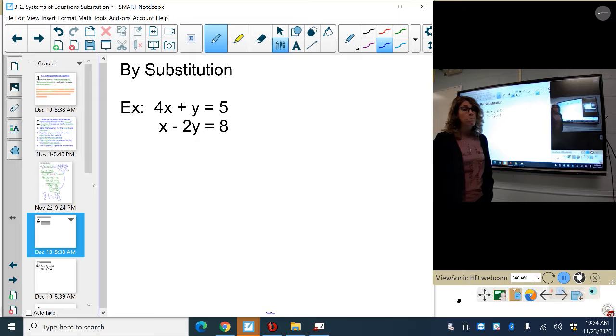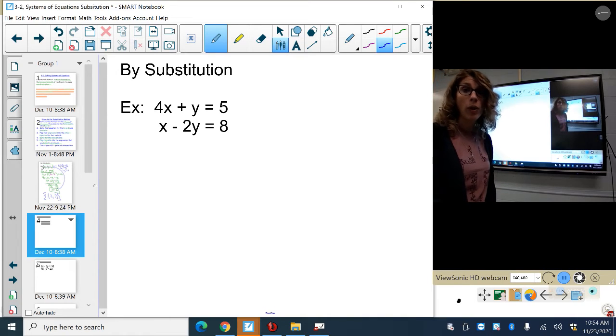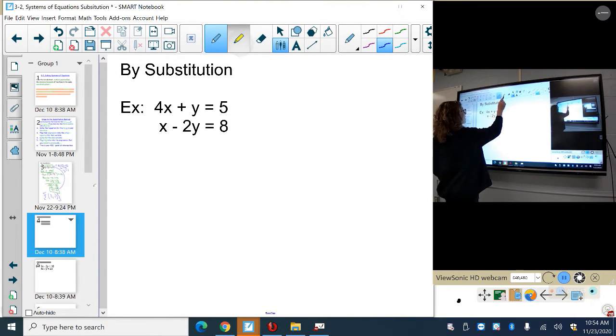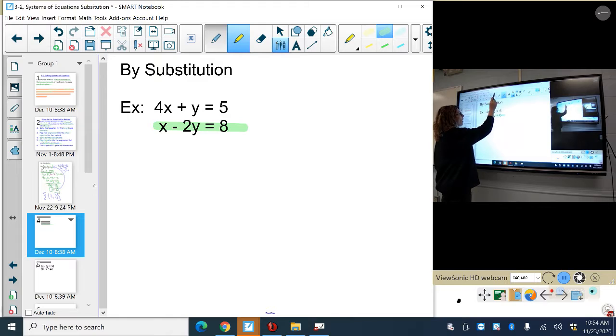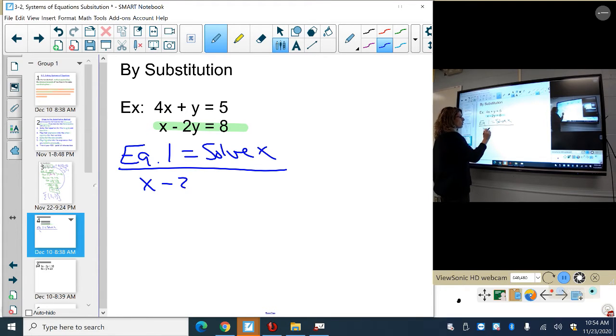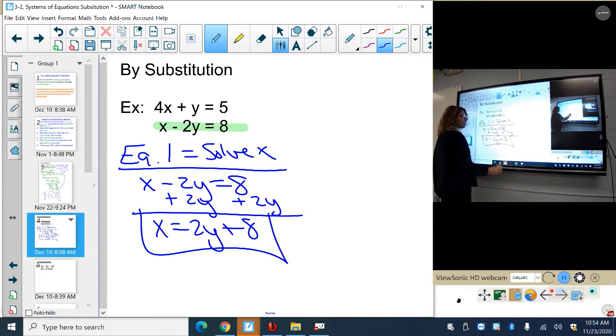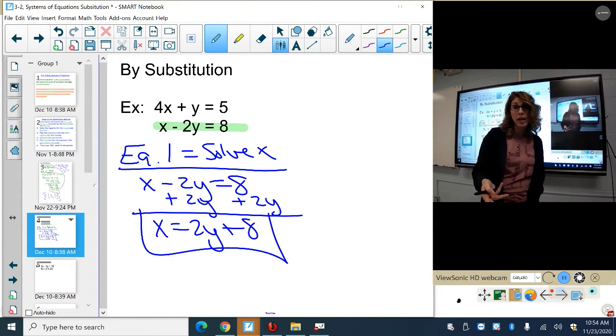Let's do it again. Do you have a y equals or an x equals? You do not, but do I have a 1x or a 1y? I do, so I'm going to take equation 1 and I'm going to solve for x. So x minus 2y is equal to 8. I'm going to add 2y over. And I have x is equal to 2y plus 8. Box that in. Every time you box something in, it means you are going to go back to it or it's part of an answer.